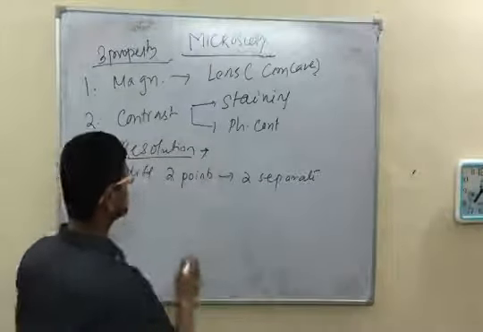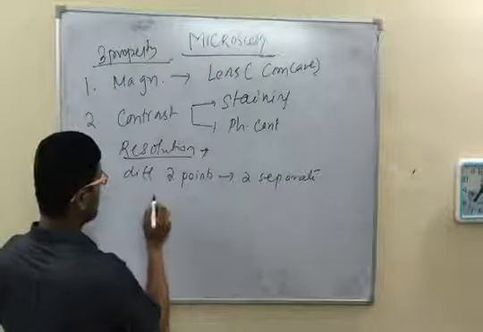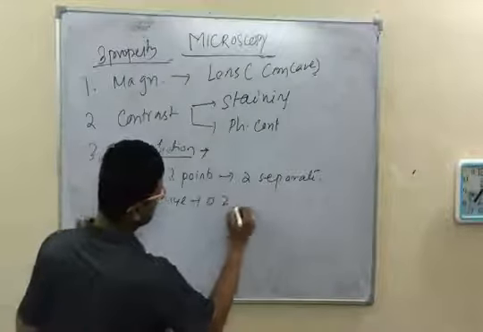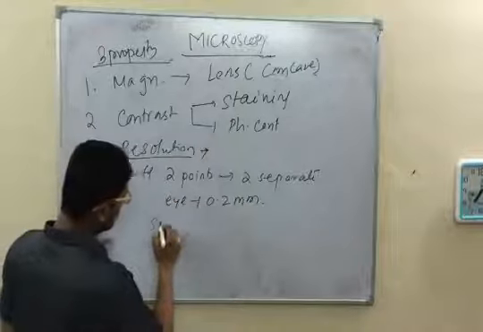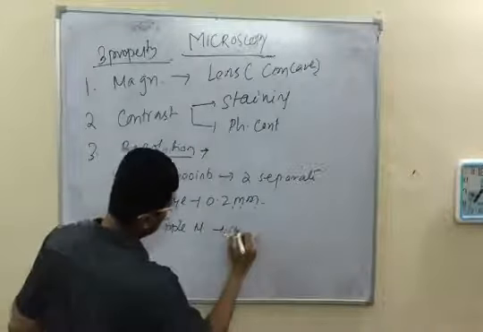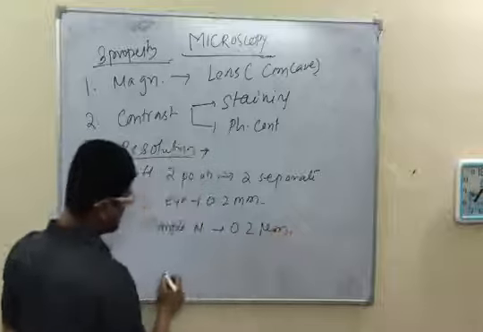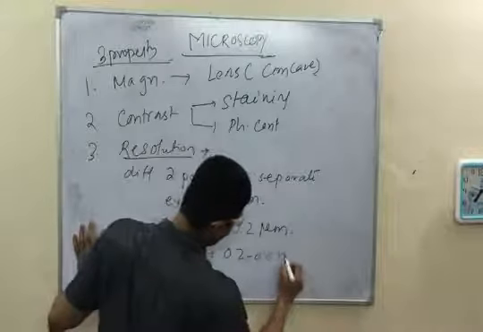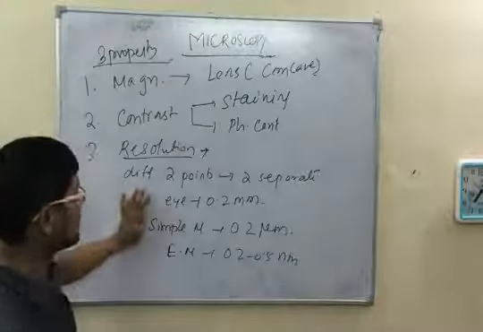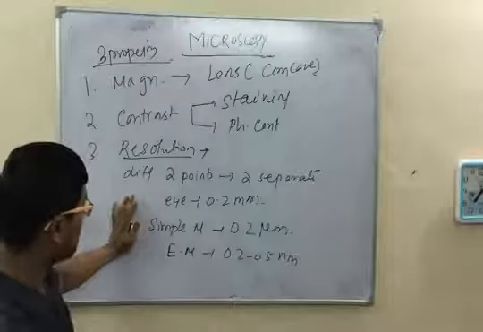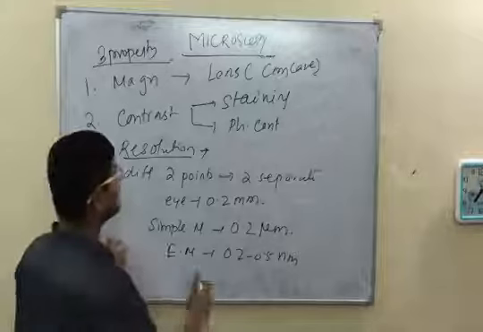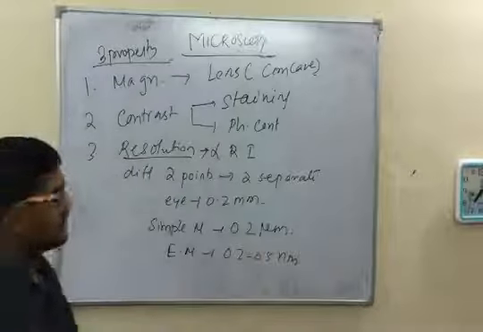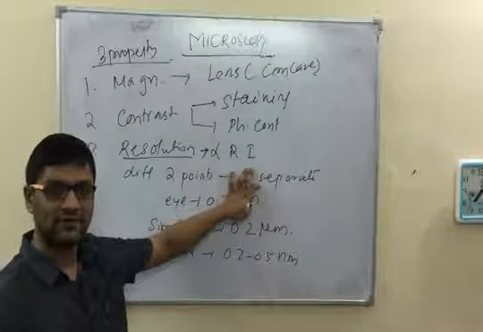So the resolution power of the human eye is around 0.2 millimeter. Resolution power of light microscope is around 0.2 micrometer, whereas that of electron microscope is around 0.2 to 0.5 nanometer. So this is how the resolution power is there for various microscopes. And the resolution power is directly proportional to the refractive index of medium.